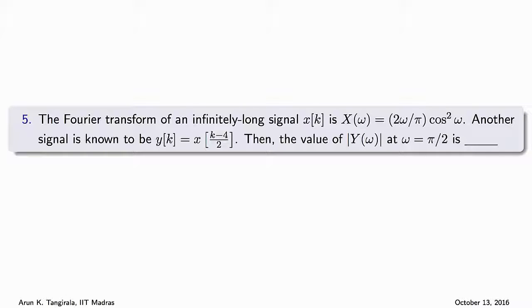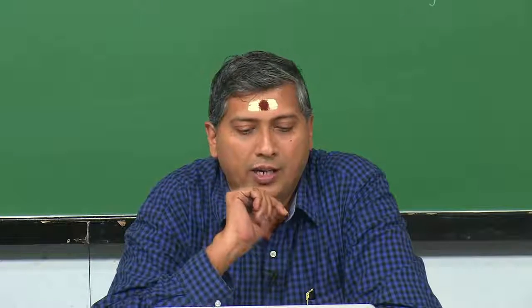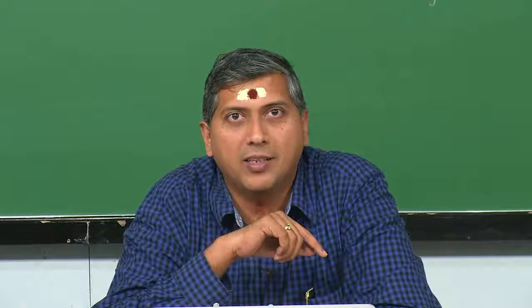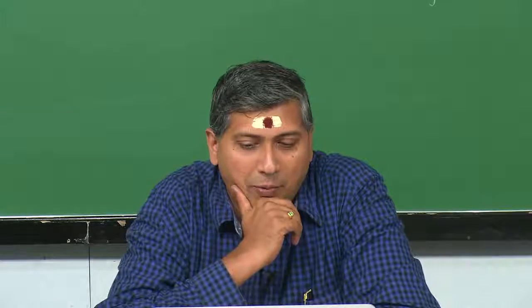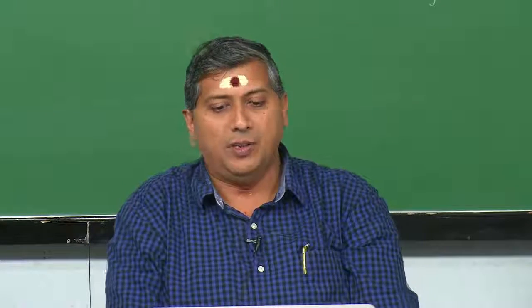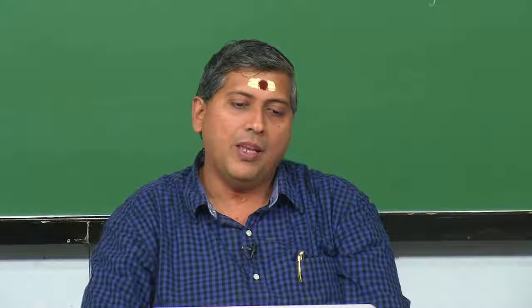Of course, if you have a lot of time and you do not know what to do with that time, you could adopt a long, time consuming approach, which is to first construct x of k by taking the inverse Fourier transform of X of omega, and then you can construct y of k followed by a discrete time Fourier transform of y, and then taking its magnitude at omega equals pi by 2. That will hopefully consume all the time that you have, but you do not want to do that. Rather, you want to use the properties of DTFT that we know, and there are two operations being performed on x. One is scaling and the other is shifting in time.